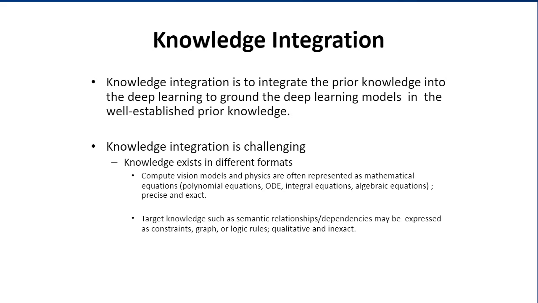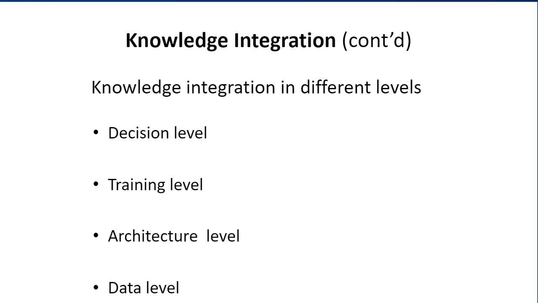Another challenge with knowledge integration is that knowledge is often incomplete, ambiguous, and as a result uncertain. So our method must be able to handle this uncertainty in knowledge, and more importantly, to evaluate the impact of this uncertainty on the prediction performance. So this is the challenge that we are facing for integrating the prior knowledge into the deep model. To address these challenges, we are proposing four levels of integration. We propose integrating the knowledge at the decision level, the training level, the architecture level, and the data level.